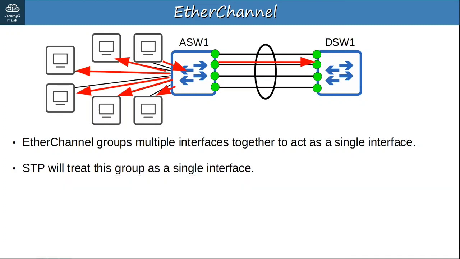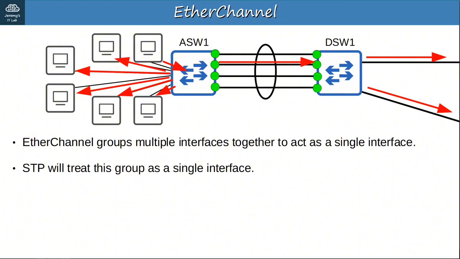So DSW1 received the broadcast frame. What will it do now? It will flood the broadcast frame out of all interfaces, except the one it was received on. So let's say DSW1 has these 2 other links here. Which interfaces will DSW1 forward the frame out of? Only these 2. Why didn't it forward the frame out of the other 3 interfaces in the EtherChannel?